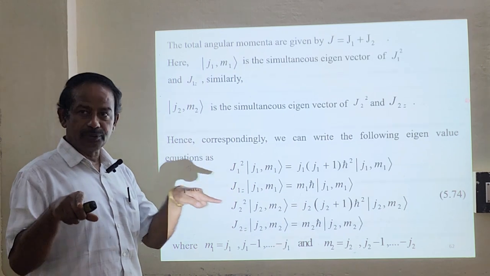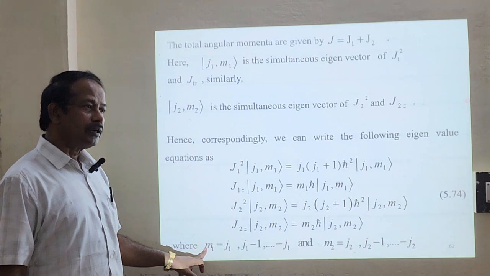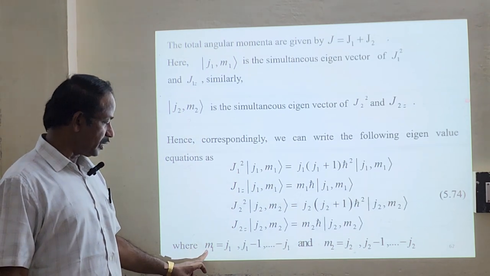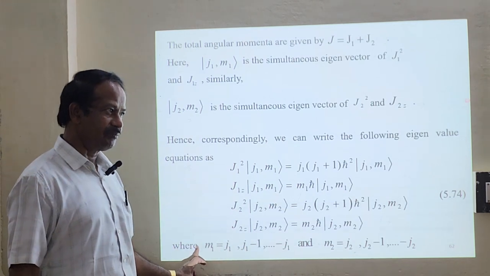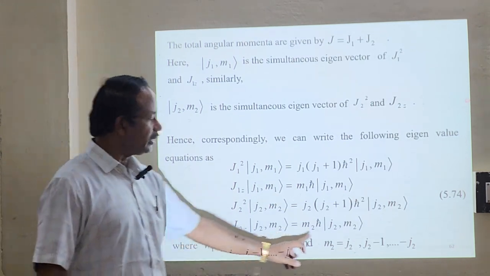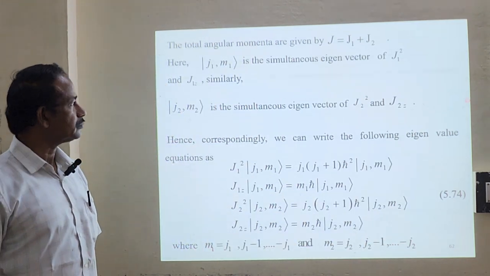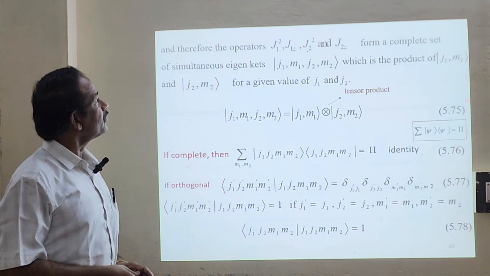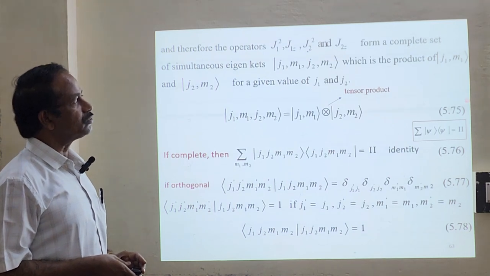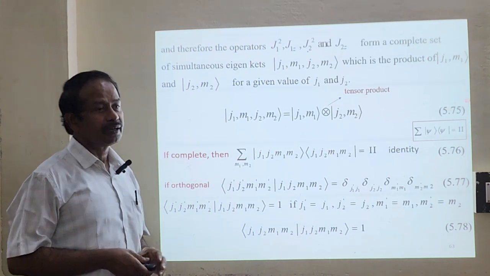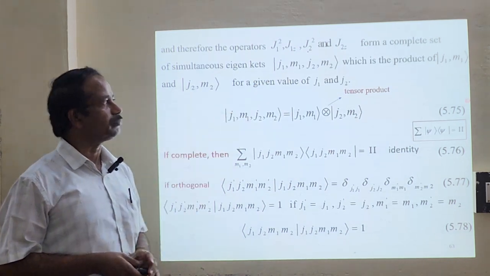We are talking about two electrons, so two angular momenta, and the quantum number M1 will vary from minus J1 to plus J1. M2 will also vary from minus J2 to plus J2. Therefore, the operators J1², J1z, J2² and J2z form a complete orthonormal set of simultaneous eigenvectors |J1, M1, J2, M2>.